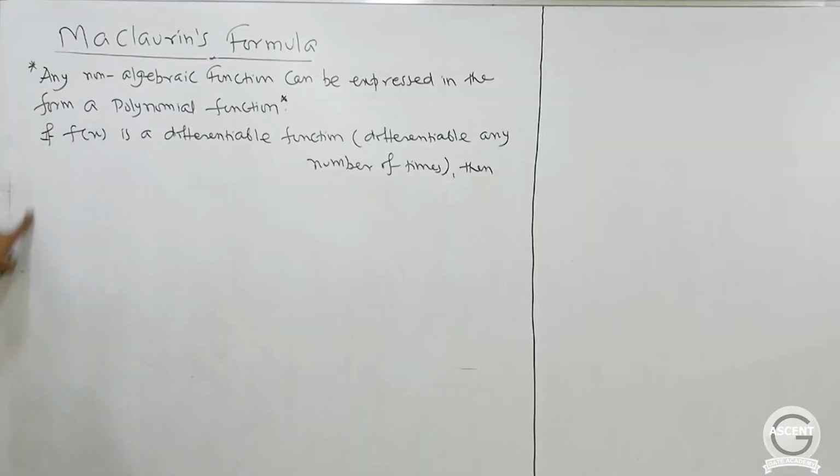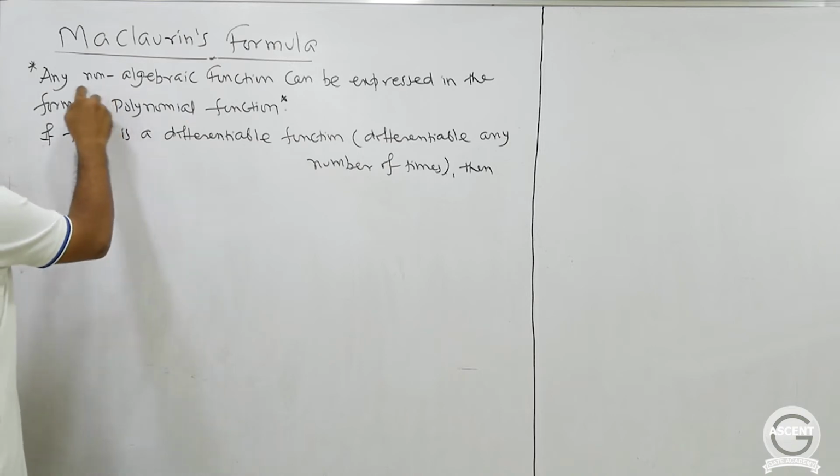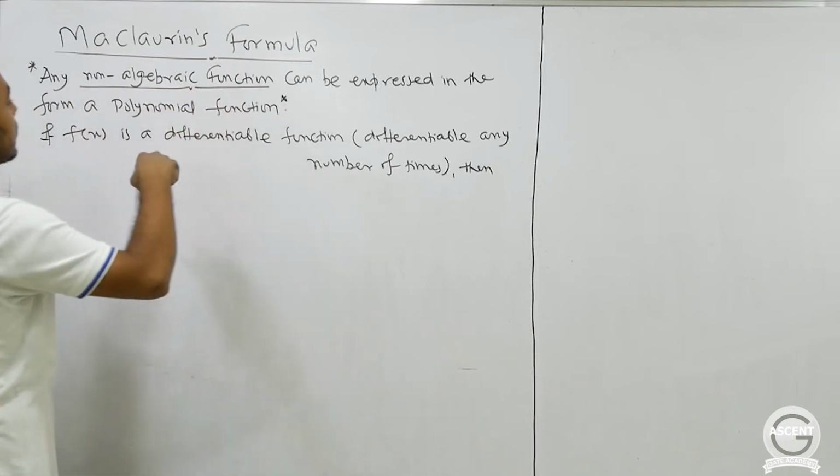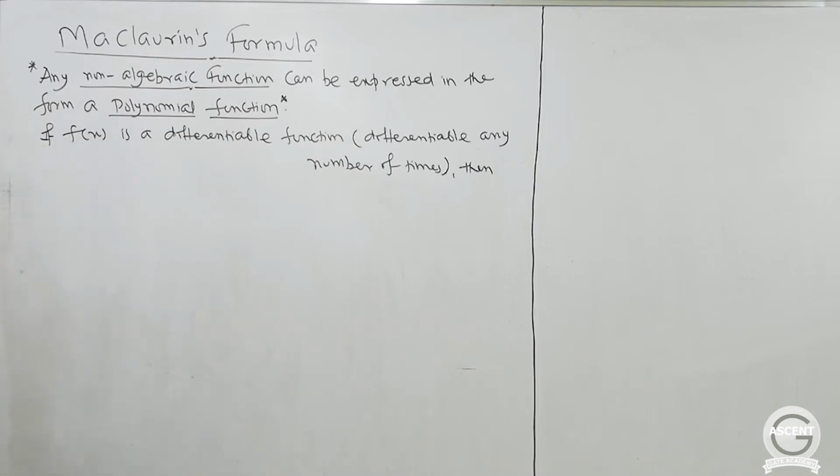Okay, next we have to learn about this Maclaurin's formula. So first, the idea behind this Maclaurin's formula is that any non-algebraic function can be expressed in the form of a polynomial function. Okay, using this Maclaurin's formula, whether you have any trigonometric function or exponential function or logarithmic function, any function can be expressed in the form of a polynomial function using this Maclaurin's formula.